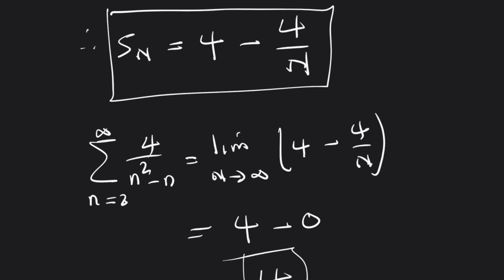One take home is that the key idea here is first use partial fractions to rewrite the term. Then write out the first few terms and let the middle terms cancel. Don't force them if they're not canceling, right? In this case, all of them were canceling. So that is the power of telescoping series.